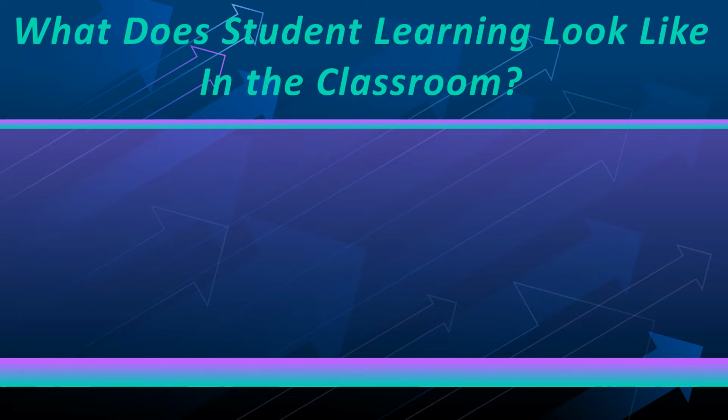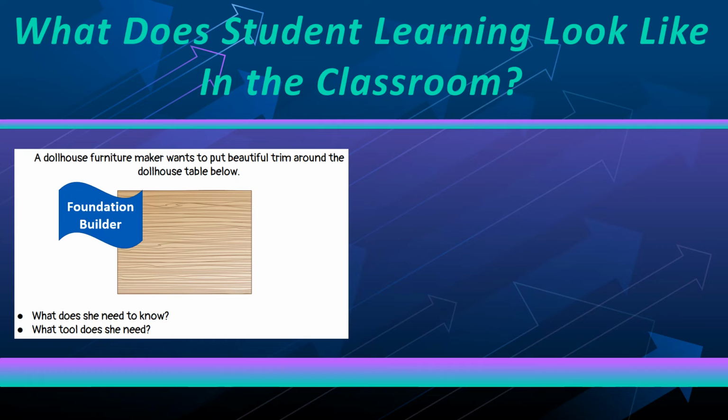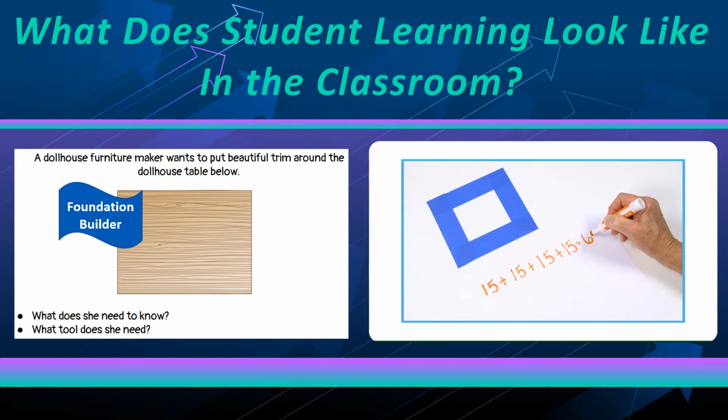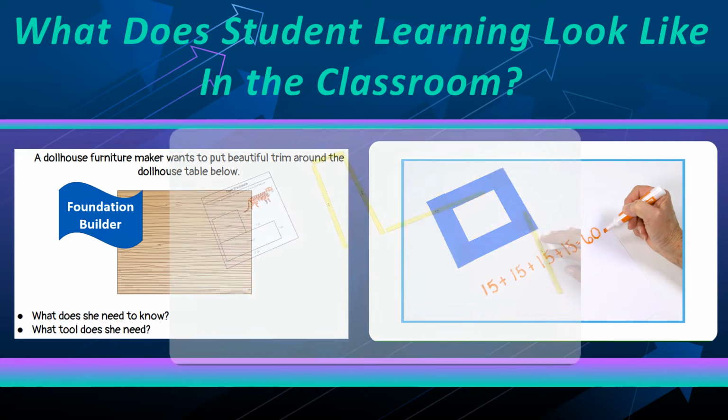So what does student learning look like in the classroom? This first example comes from STEMscopes in the Foundation Builder. Because students have had no experience with perimeter prior to this unit, it will be very important that students are given the opportunity to figure out what perimeter means. What does that unit of measurement look like? Then students will be expected to measure the side lengths of rectangles, and as you see, add up all the side measurements to get the perimeter.